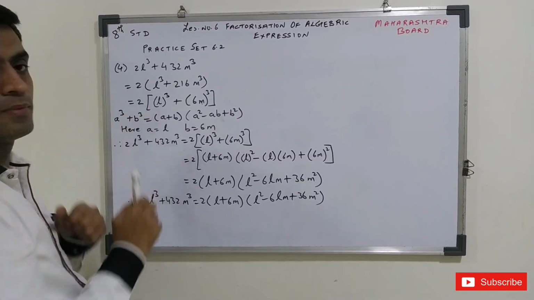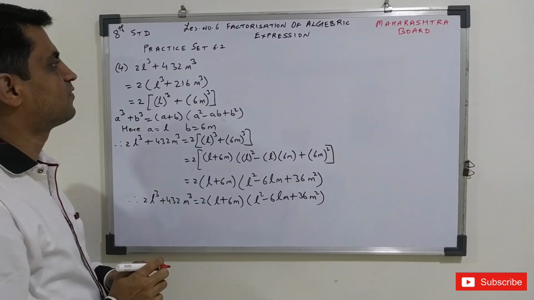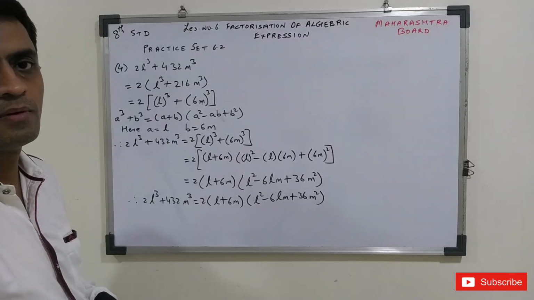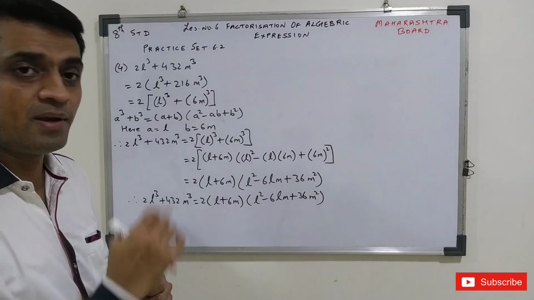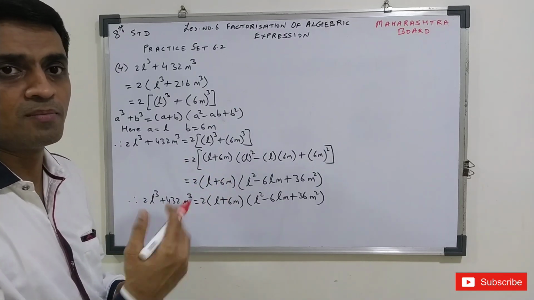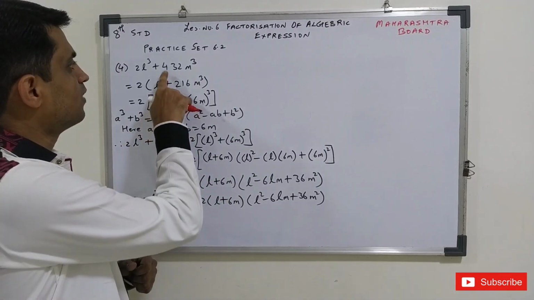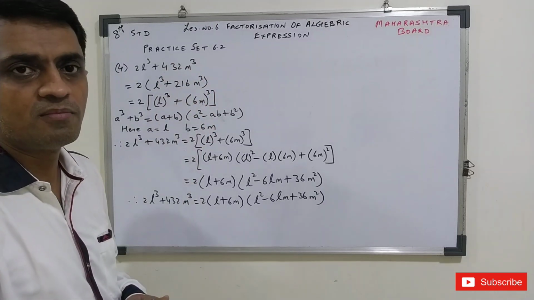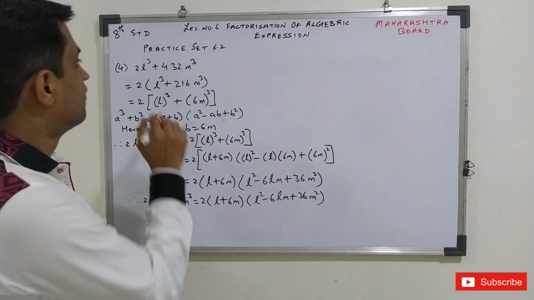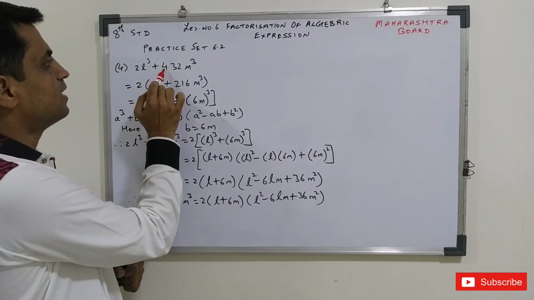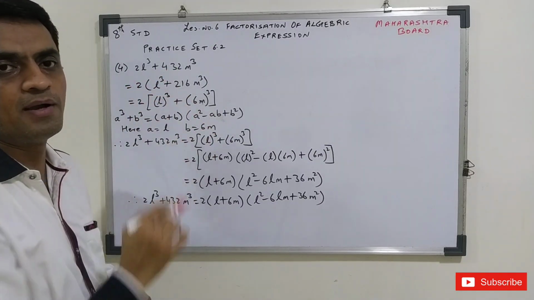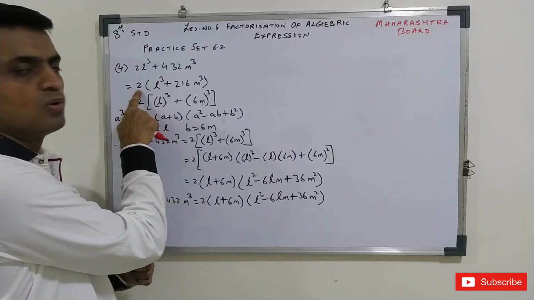Student, fourth sum, 2l square plus 432m cube. Now here 2 is not a cube of any number. In the previous sum the numbers were cubes of some numbers, and also 432 is not a cube of any number. Now what we will do, we will take out 2 common from here, because 2 and this 432 are divisible by 2. So we have taken out 2 common.